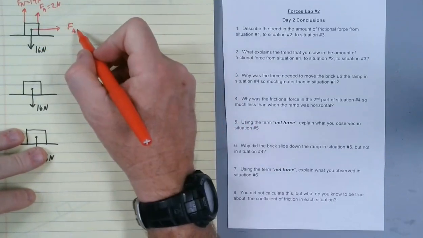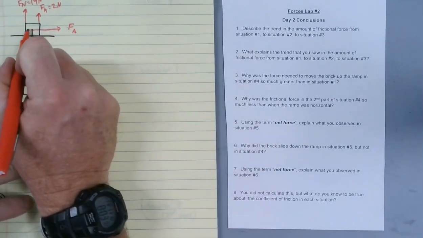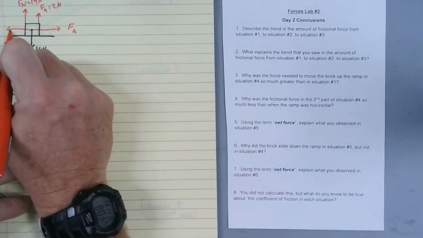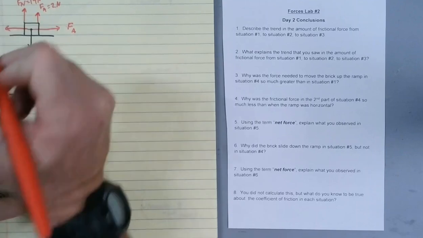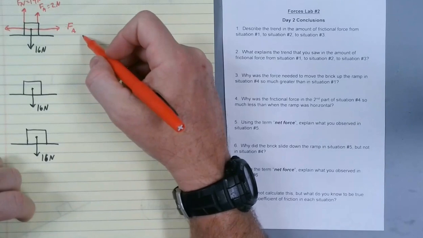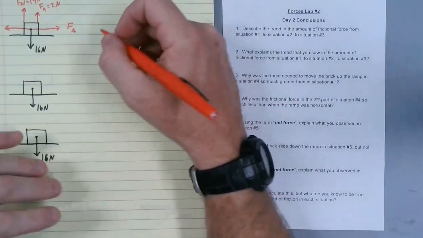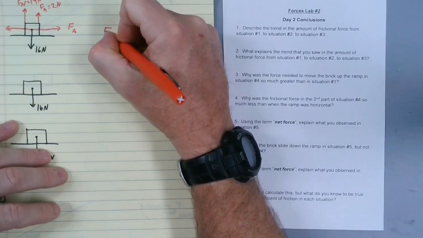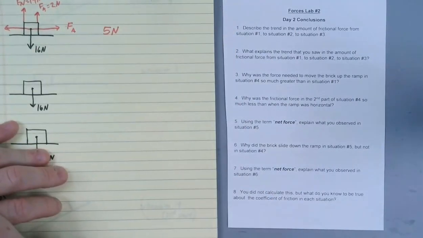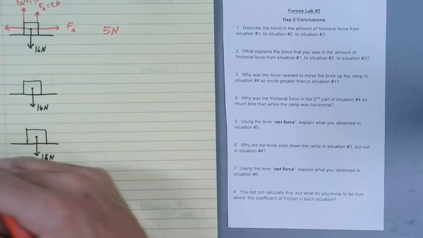Your applied force was different for different people, but you would also have had a frictional force going the other way. And I'm going to make up a number here. Let's say that you had to apply, make up a number, 5 newtons of force to get the brick moving. Once again, your answers may vary.